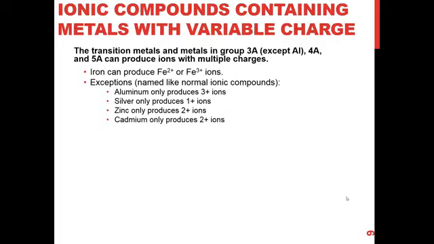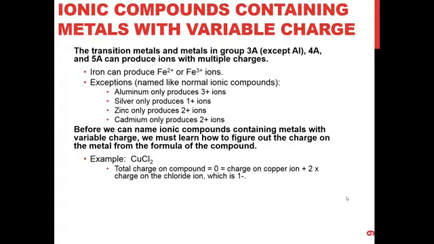We'll talk more about why these exceptions exist in a later portion of the course. For now, simply commit them to memory. The exceptions are named with the standard rules I just discussed. The remainder of the transition metals and metals in group 3A, 4A, and 5A on the periodic table must follow a special set of rules that we have to discuss. Specifically, we need a process that allows us to determine what charge is present on that metal ion before we can craft the name of the compound.